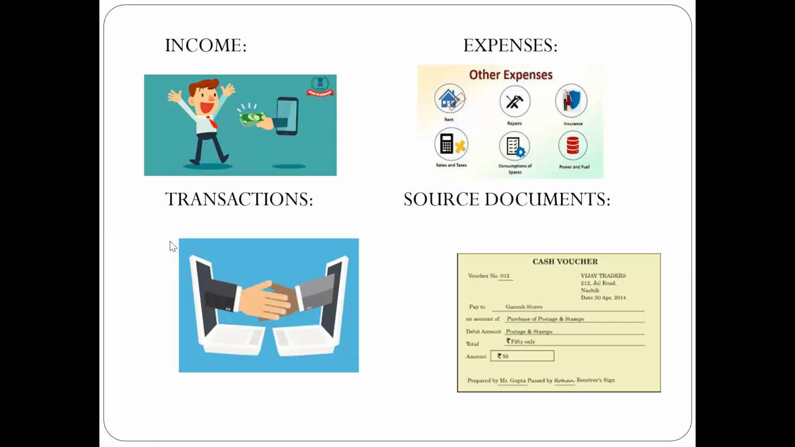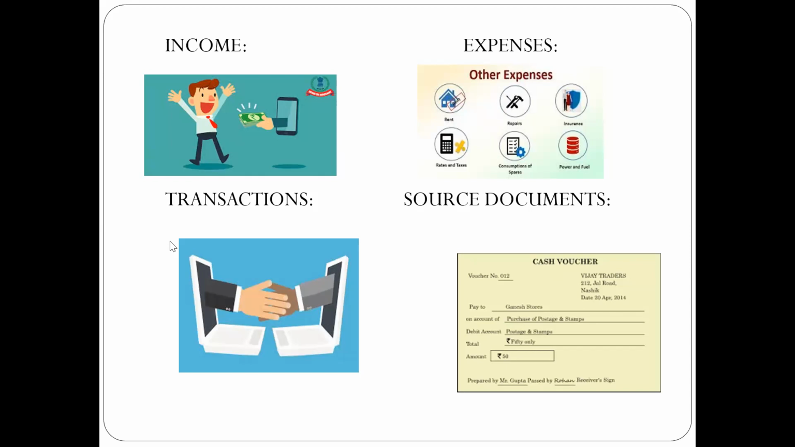Right, and there are the next four pictures. On the left-hand side top, you can see a very happy owner of a business because he is receiving money in his business. So all the money that's coming into a business is going to be seen as the income of the business.